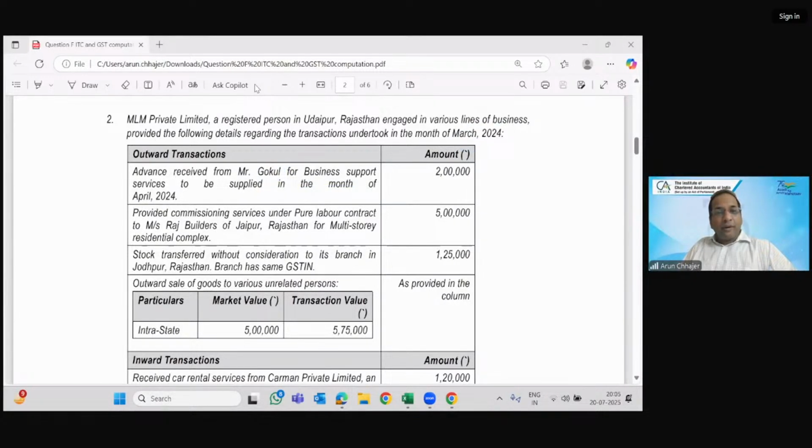In the month of March itself. Correct, because ये सर्विस है. So एक बार मैं ये इसको भी लिख लेता हूँ ना, उसी तरीके से कर लेते हैं. गोकुल फॉर बिजनेस सपोर्ट सर्विस टू बी सप्लाइड इन द मंथ ऑफ मार्च, इसी तरीके से कर लेते हैं.